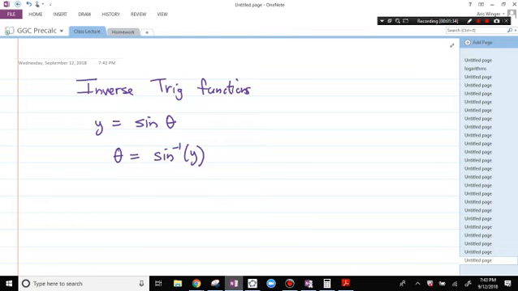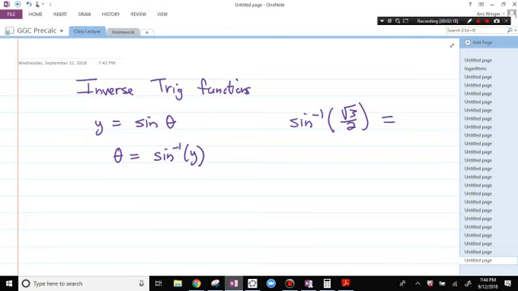So when I say the inverse sine of the square root of 3 over 2, oh my goodness, I'm looking for an angle. I'm looking for the angle that when I take the sine of that angle, I get the square root of 3 over 2. What angle is that? 60 degrees is right. I prefer radians. It's pi over 3. Questions about that?